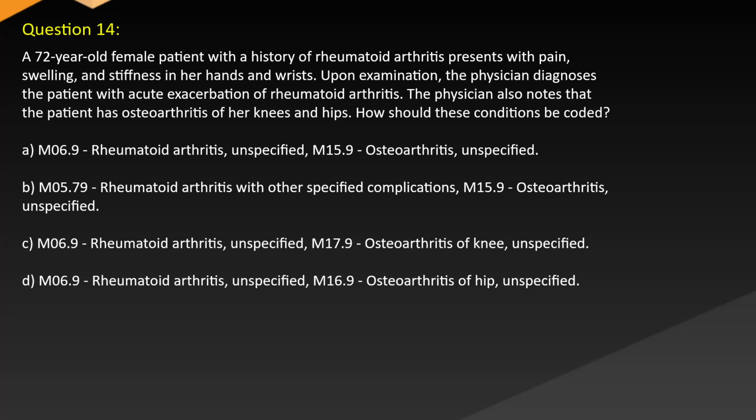A. M06.9. Rheumatoid arthritis, unspecified, M19.90. Osteoarthritis, unspecified. B. M05.79. Rheumatoid arthritis with other specified complications, M19.90. Osteoarthritis, unspecified. C. M06.9. Rheumatoid arthritis, unspecified, M17.9. Osteoarthritis of knee, unspecified. D. M06.9. Rheumatoid arthritis, unspecified, M16.9. Osteoarthritis of hip, unspecified.